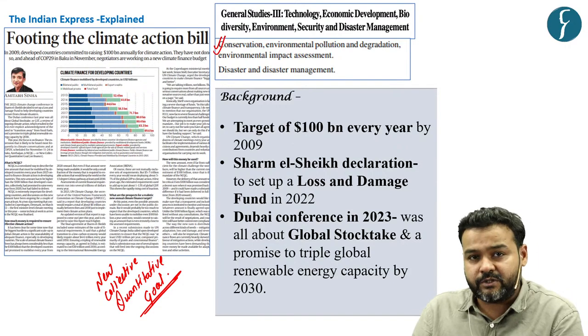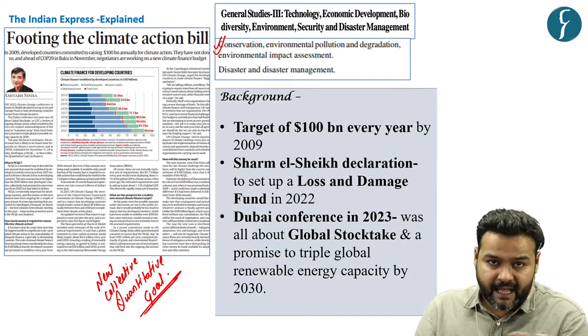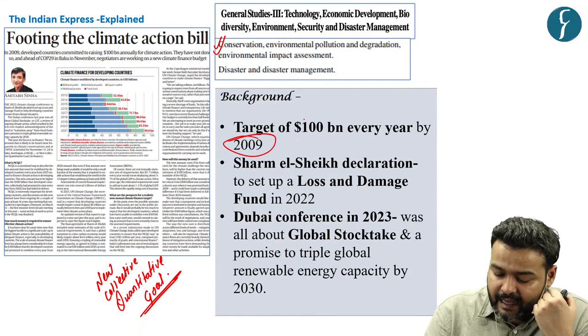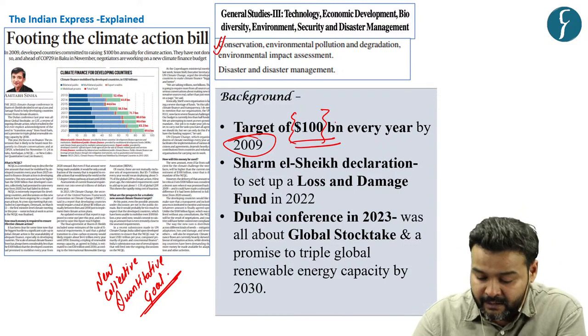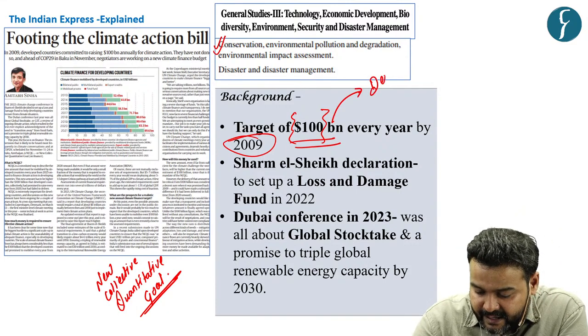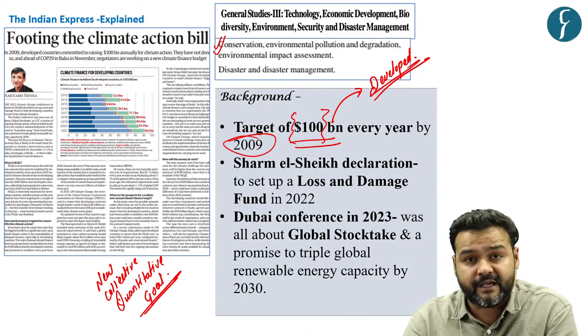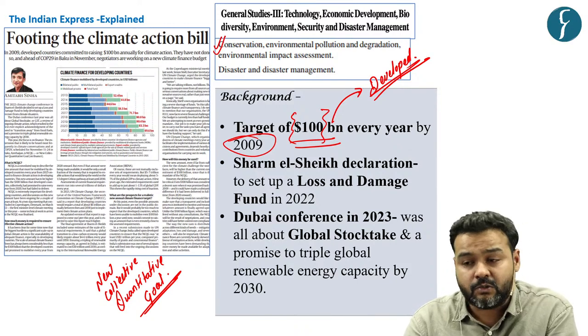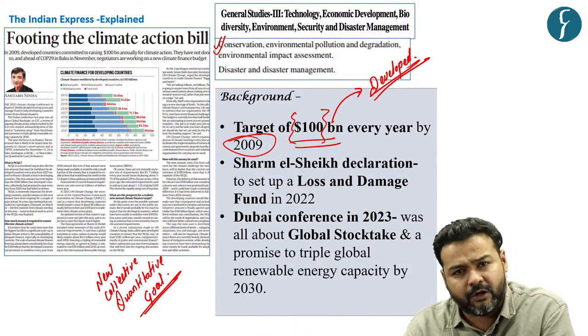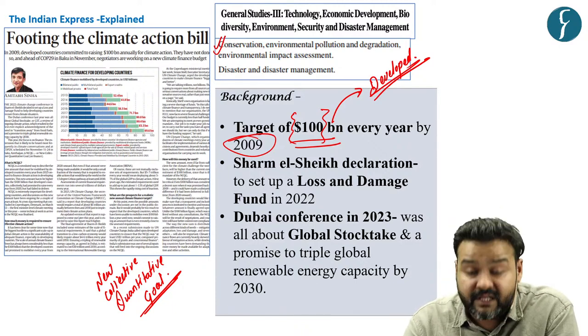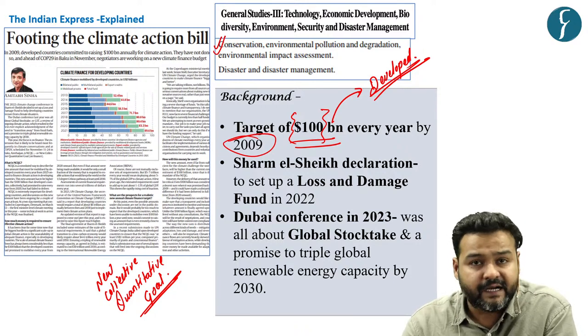As I told you, the author delves into the background, and you might know that in 2009, a target of $100 billion was set. And why was it set? That developed countries would provide this much amount, $100 billion every year, to developing countries to adapt, mitigate, or address the issue of climate change. Now, this was never achieved till date.